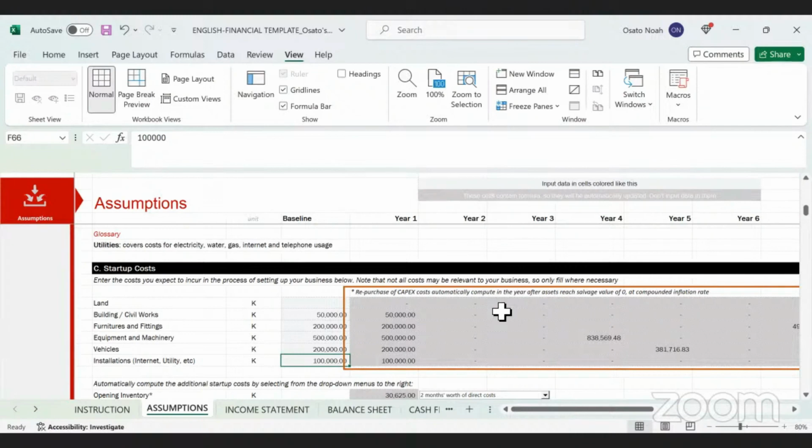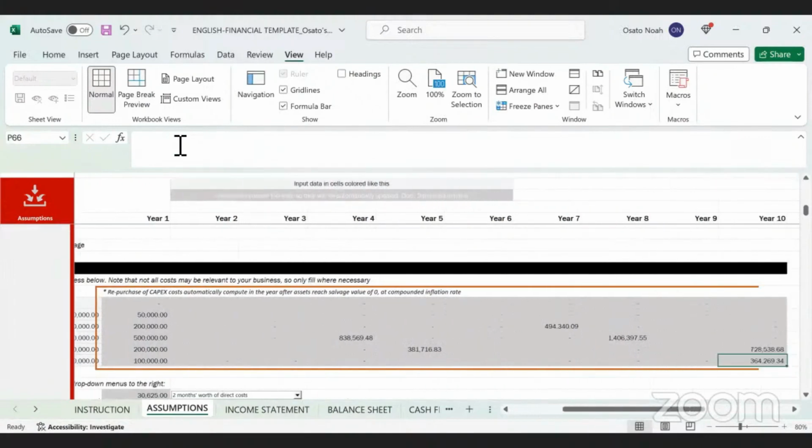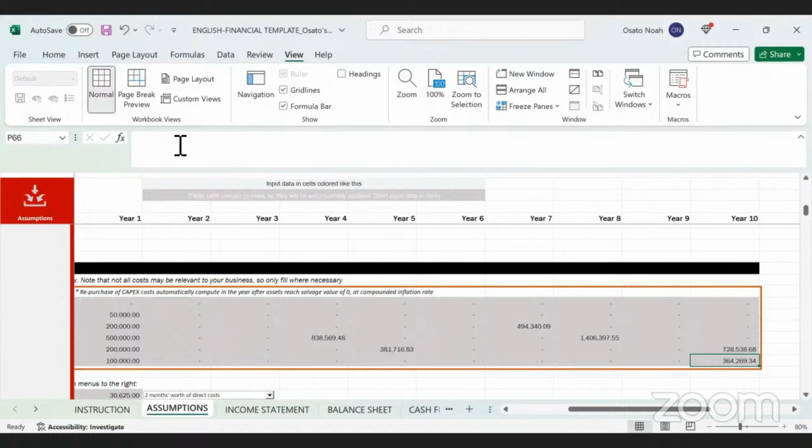And then installation, if you remove it, it automatically leaves here 100,000 as well. So those were the changes that the update that I made. And then the different adjustments were made here to show what is happening within the 10 years.